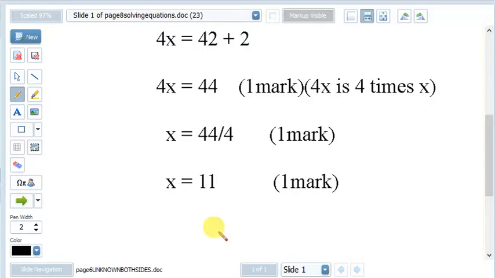And then quite simply 4x equals 44. 4 times x equals 44, so we circle the 4 times and then we bring it over and it becomes divided by 4. So x equals 11.